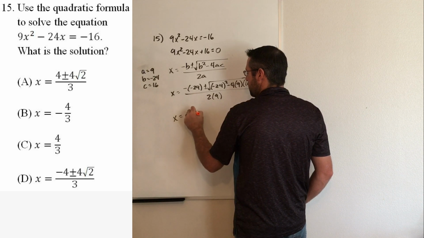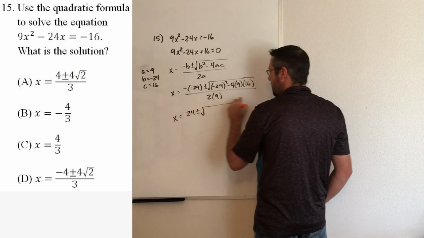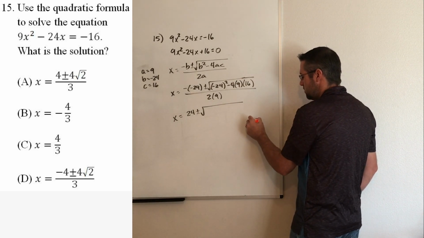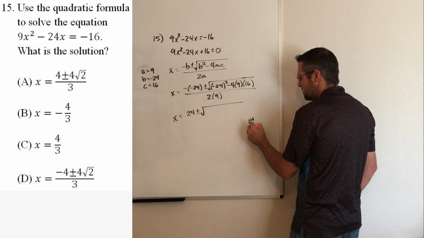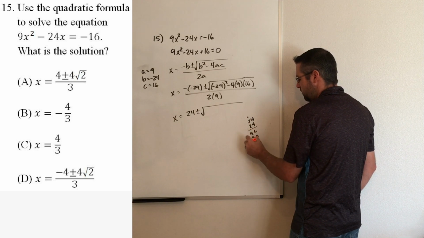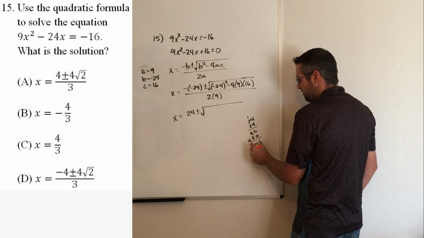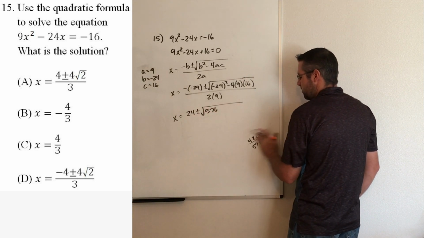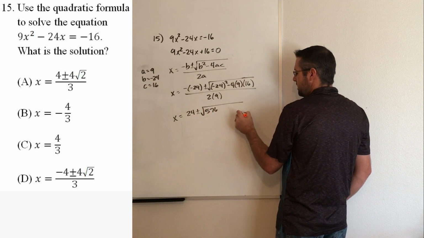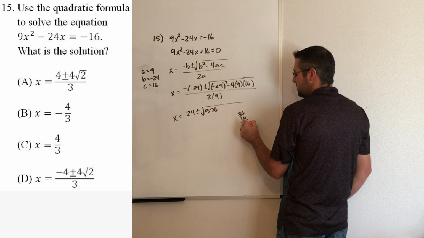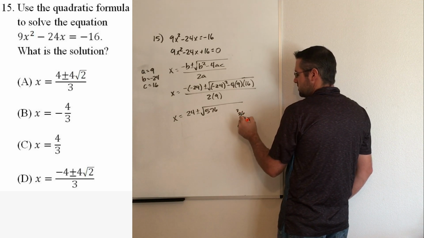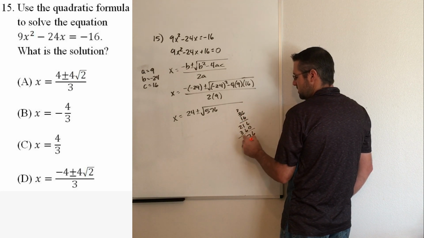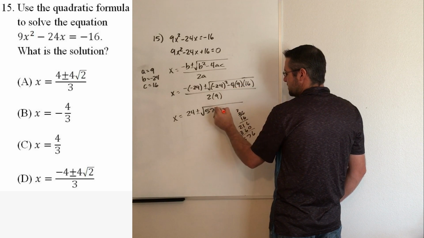Negative b is 24, plus or minus the square root of 24 squared. 24 squared, let's see, I'll just do it off to the side here. 24 times 24 is 576. So you get 576 for that term. And then 4 times 9 is 36, and times 16, that's 576. So it'll be minus 576.